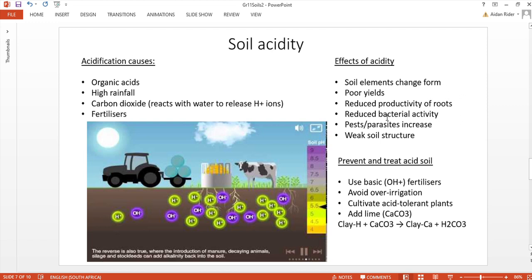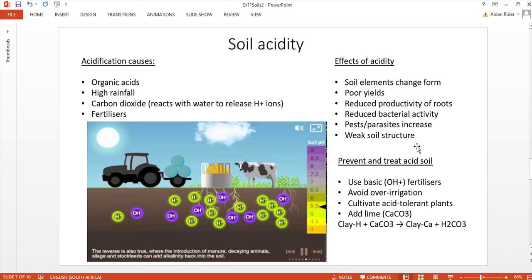Then it also causes reduced bacterial activity. That causes certain bacteria, like those nitrogen-fixing bacteria on the roots of the plants, to be affected, and the plants need them because they give nitrogen to the plant. So that bacteria can die off, and then the plant will be negatively affected because it can't get the nitrogen it needs.